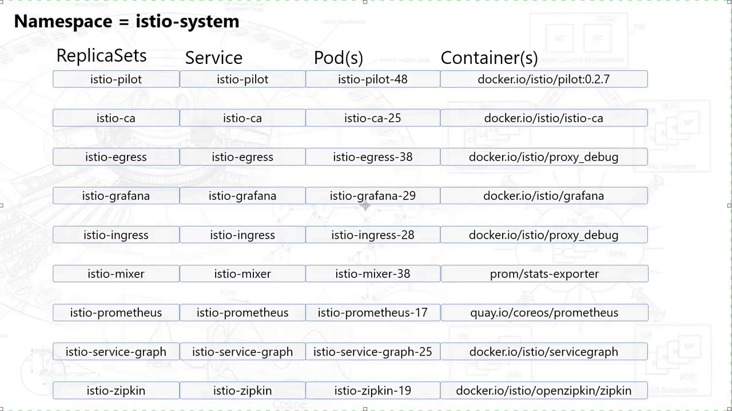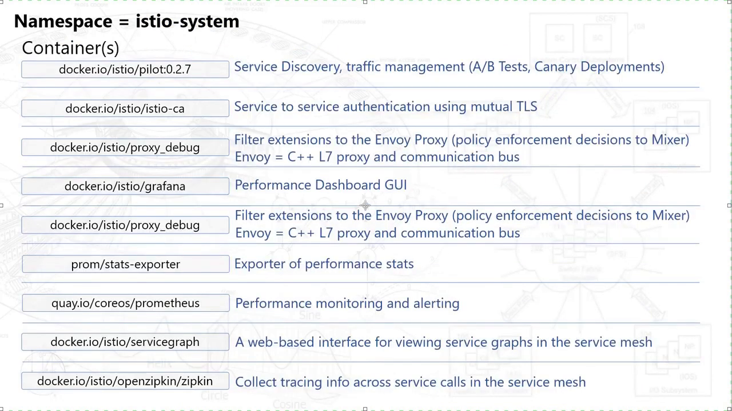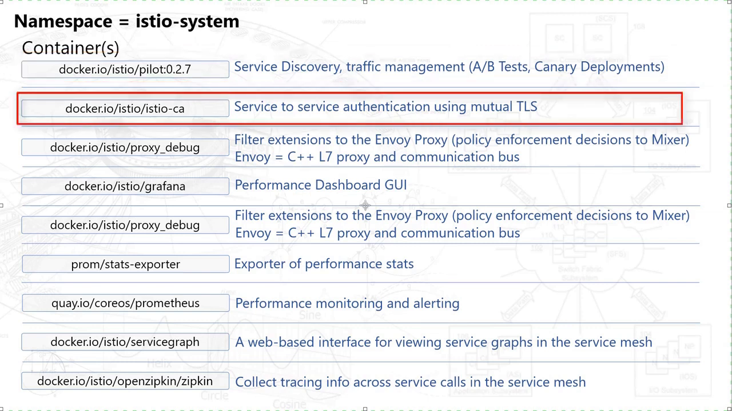Now the place we're trying to get to here is the namespace istio-system. You can see here that the replica sets really define the pods, the services also map to these pods, and the pods, of course, are composed of containers. Now the functionality of Istio is defined by all these running pods. There's nine of them here. Let's go through them real quick. The first container is Pilot. Pilot will be here for service discovery and traffic management. It also plays a role in A/B tests and canary deployments. Istio-CA is all about service-to-service authentication using mutual TLS.